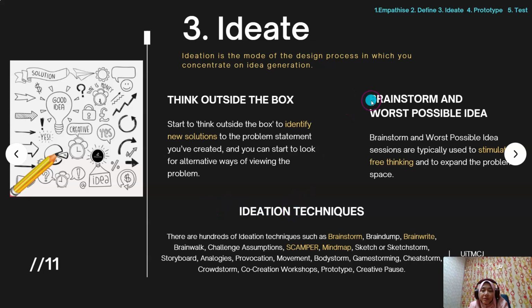Brainstorming we have actually discussed earlier, so I will not discuss it in this session. We will look at the worst possible idea, and then some of the techniques that we have not yet discussed. Brainstorm we have recapped. We will look at brainwrite. Scramble we also discussed last class. And then we have the mind map.